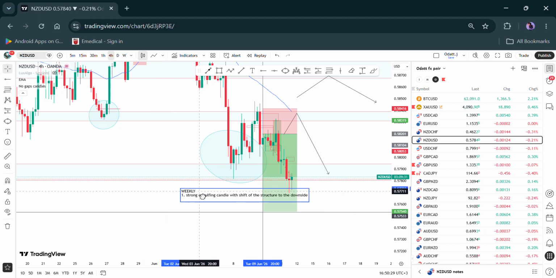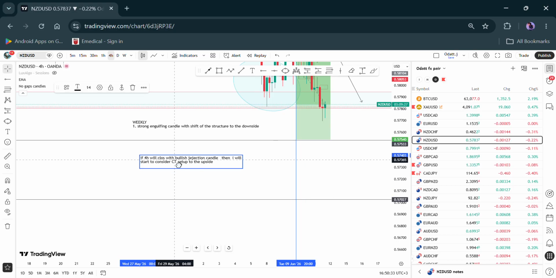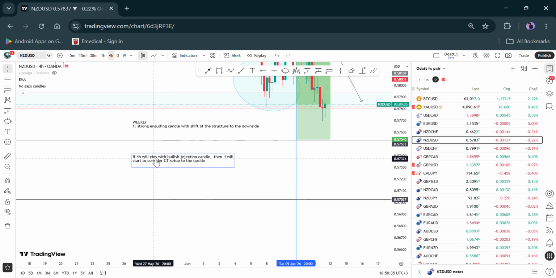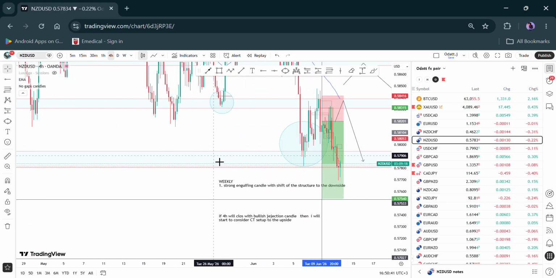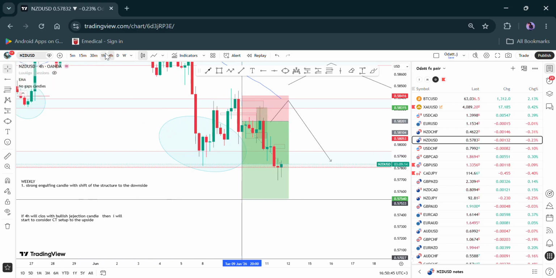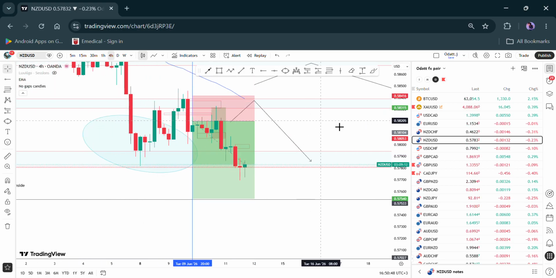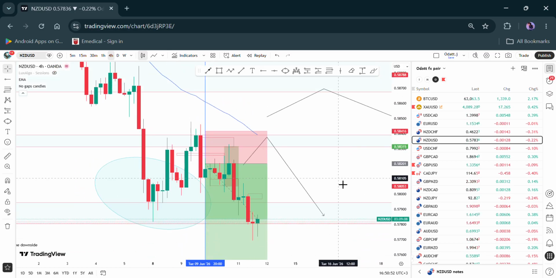As you can see on my weekly analysis, I said there is a strong engulfing candle that shifted to the downside. On the 4H, I said if the 4H closes as a bullish candle, I will start to look for a breakout to the upside. The same thing happened over here, but I didn't take the trade because the checklist didn't align, so I just left the trade. So the actual trade was this one. The actual trade is this one, as you can see.